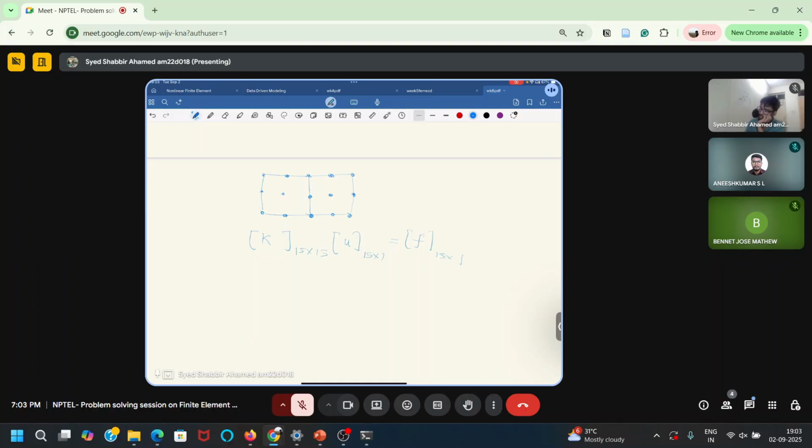Instead of this, if I take a serendipity element by removing these middle nodes, I'll just remove these internal nodes. I'll get 1, 2, 3, 4, 5, 6, 7, 8, 9, 10, 11, 12, 13. So 13 cross 13.